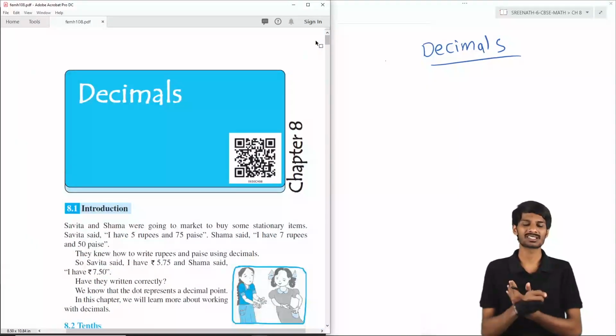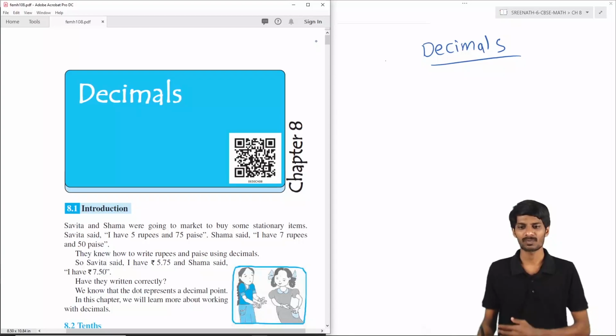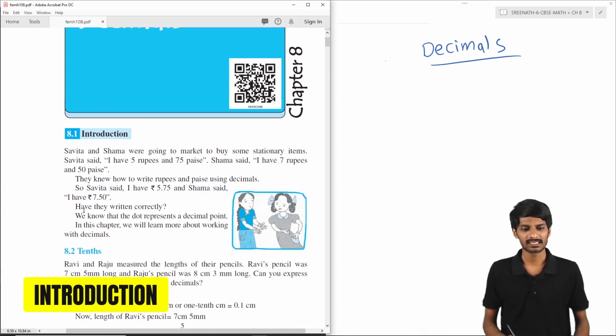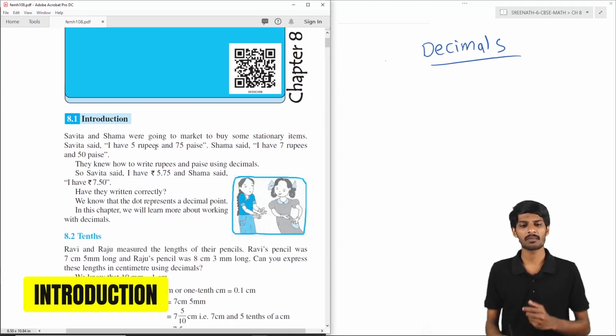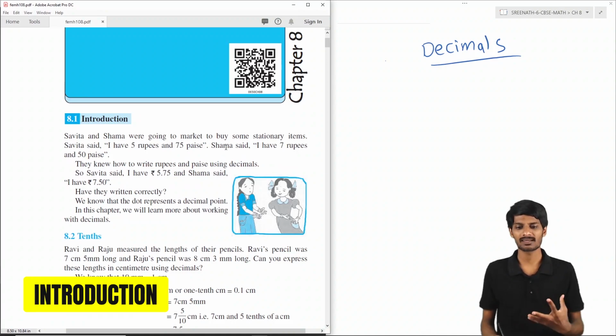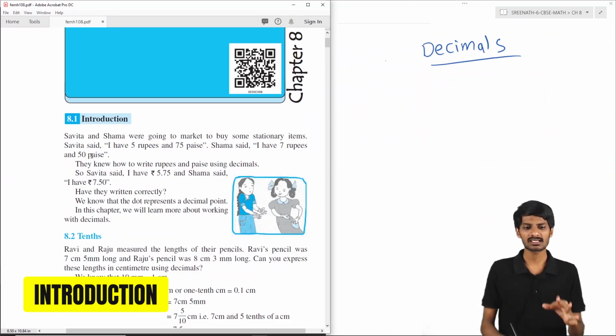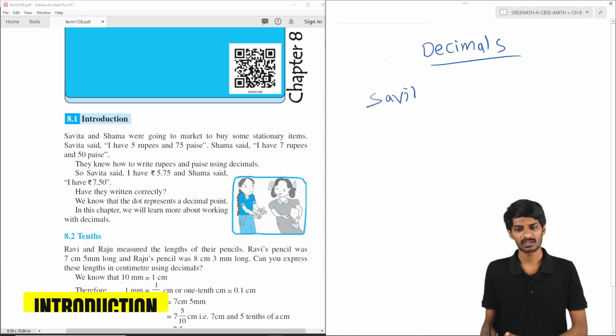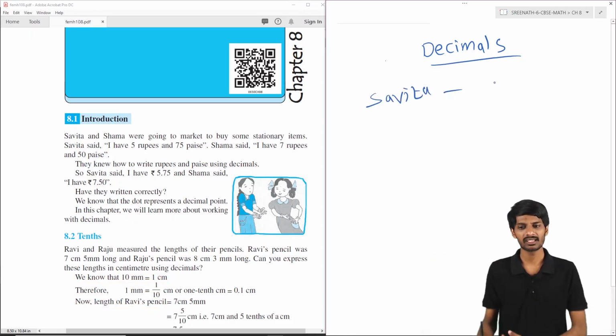So without wasting time, we are going to start. Our present chapter name is decimals, which is the 8th chapter from 6th class CBSE Maths, students. In the introduction, Sevita and Shyama were going to the market to buy some stationery items. Sevita said, I had... So what did Sevita say, students? How much money is Sevita having? She is having 5 rupees and 75 paisa.